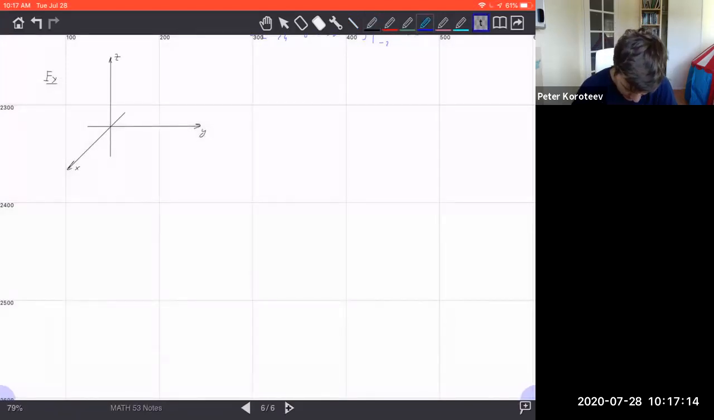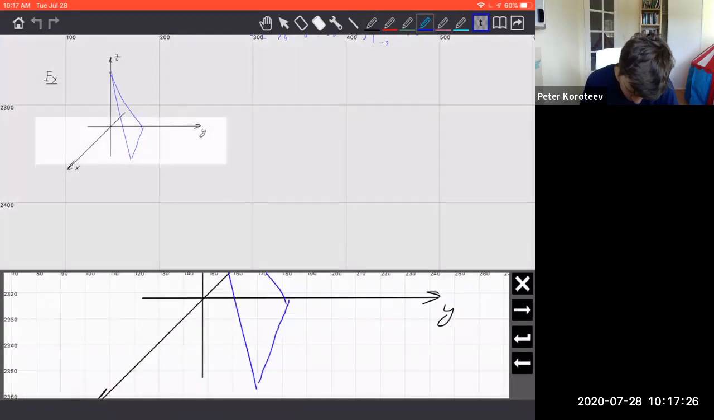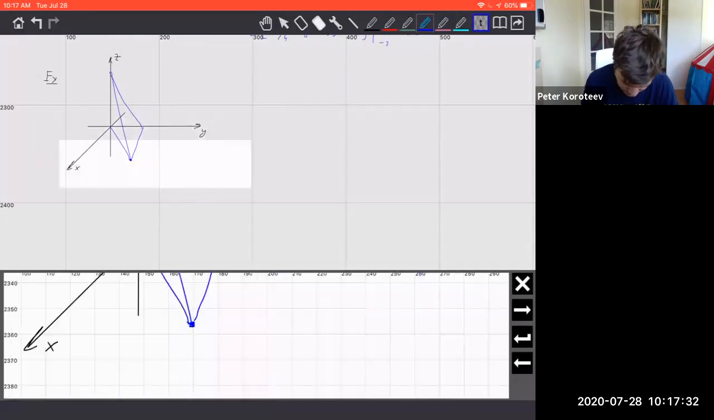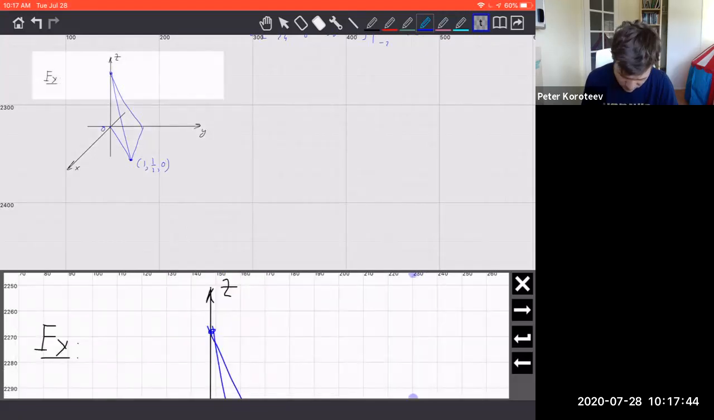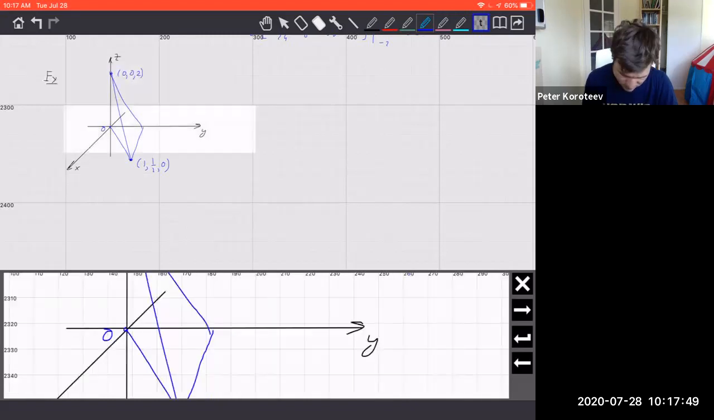So we would go like this. So the regular tetrahedron. This point will be 1, 1/2, 0. And yeah, this is the origin, and this point will be 0, 0, 2. And this is 0, 1, 0.